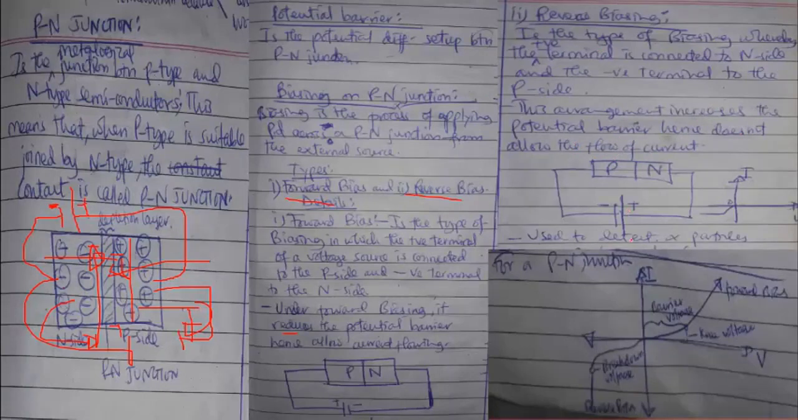So an application is that it can be used to detect alpha particles. If you plot the graph of current against voltage of a p-n junction, it is in such a way as it is presented above. The more you increase the voltage, the bias, the more the current increases when it is forward biased. But for reverse biased, it declines.